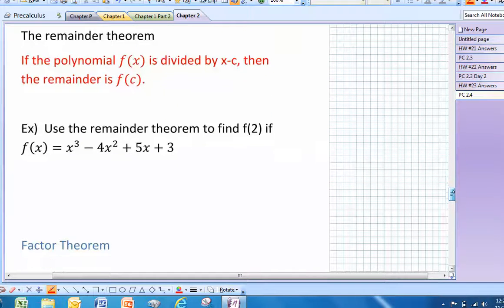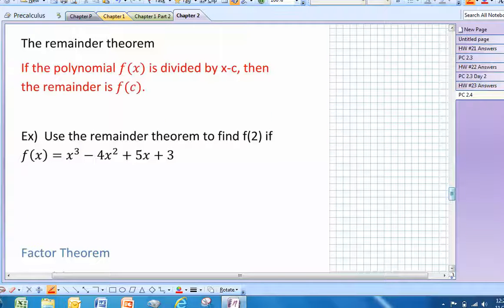Now the remainder theorem basically says that the remainder of synthetic division is the same number as if you were to substitute the c term directly in and get the answer. So for example, it says use the remainder theorem to find f of 2. So basically what it's saying is if you did synthetic division with 2 in the box, so 1, -4, 5, and 3, notice what I get for a remainder.